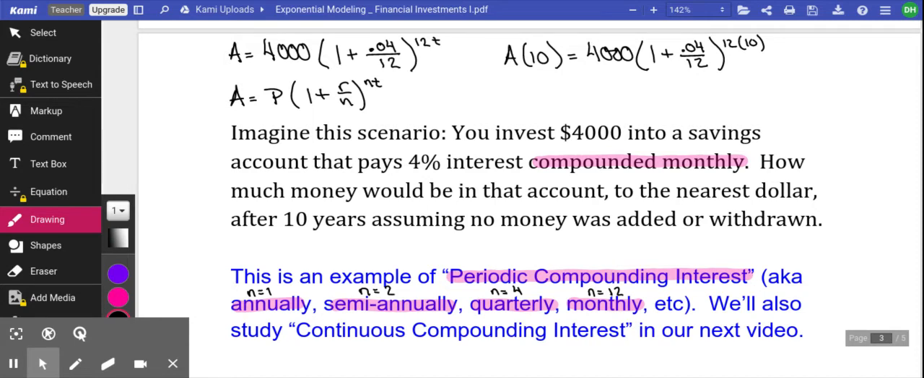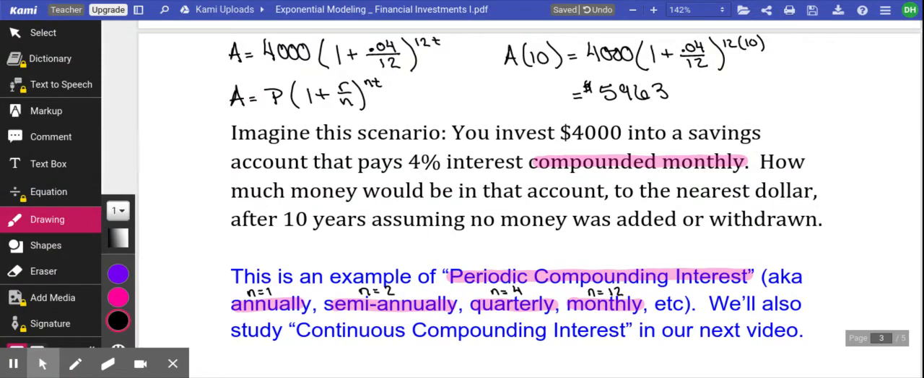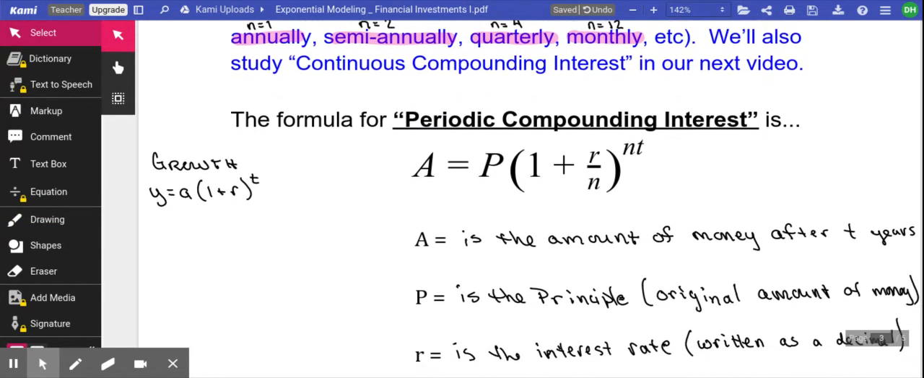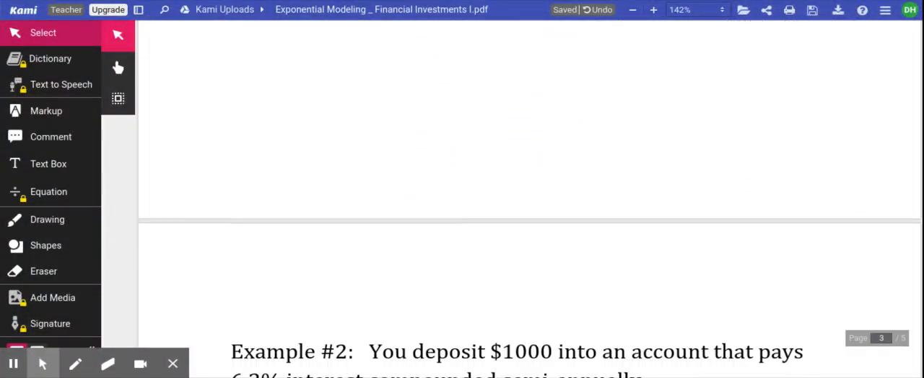Let's see. So on my calculator, I got $5,963, and we'll just round that to the nearest dollar. And that's for doing nothing. So you received a free $1,963 from the bank just by investing that $4,000 and letting them use it for whatever they would like to use it for. Okay, so the power of compounding interest is a powerful thing.